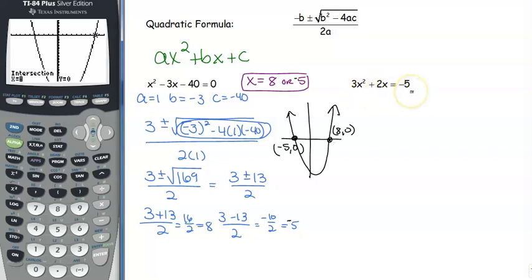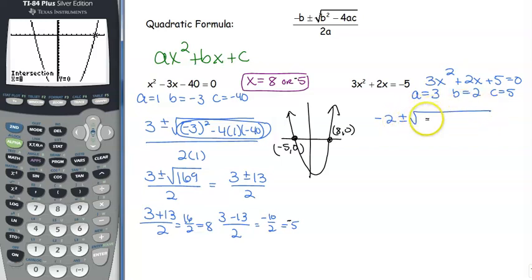We go on to our second one. 3x squared plus 2x equals a negative 5. In order to use the quadratic formula and to find the correct a, b, and c values, you need to have your equation in standard form. So we've got to move that 5 over from the right to the left, where it becomes a positive 5. So a is equal to 3, b is equal to 2, and c is equal to 5. So we want the opposite of b. The opposite of a positive 2 is a negative 2, plus or minus the square root of b squared minus 4 times your a times your c all over 2a.